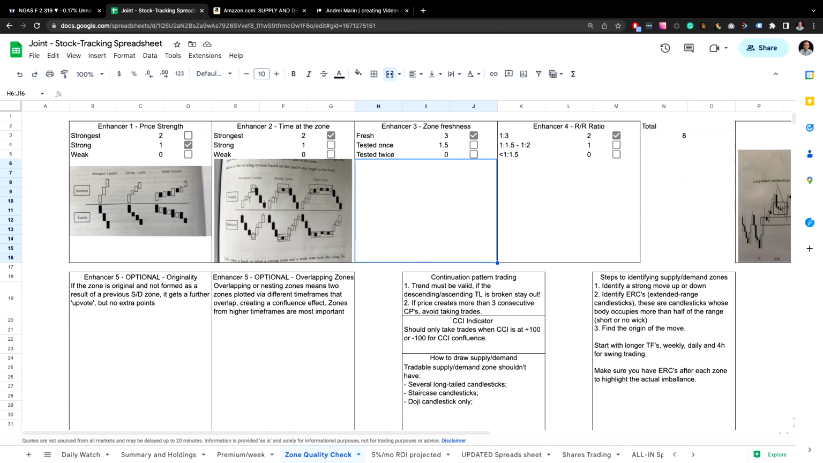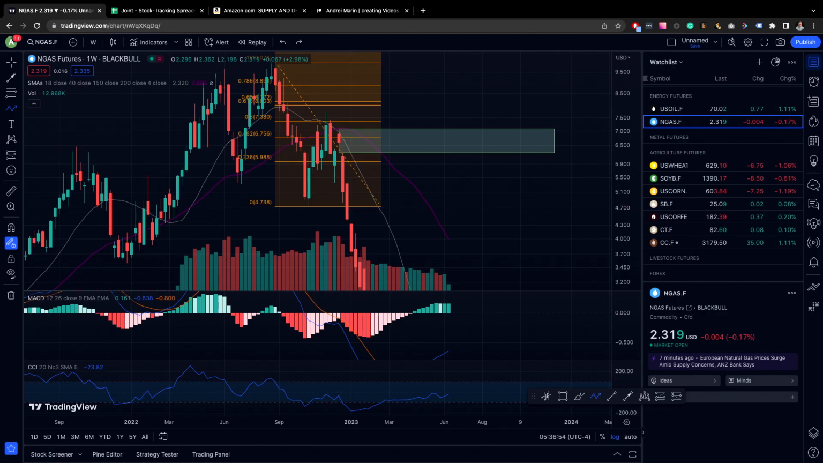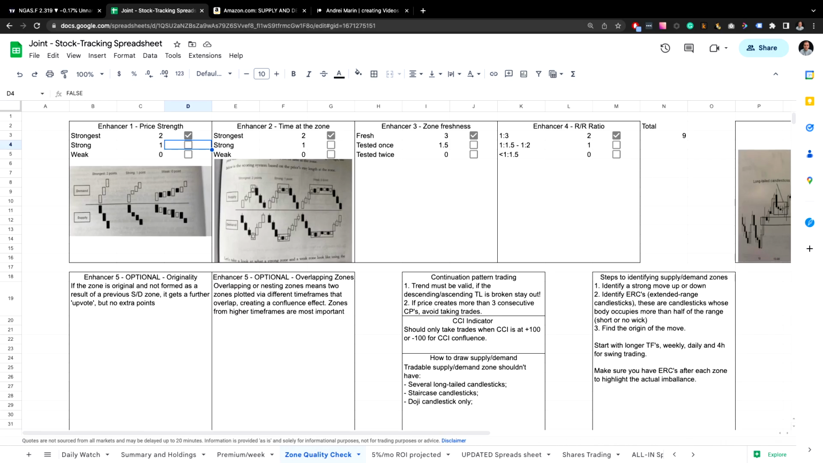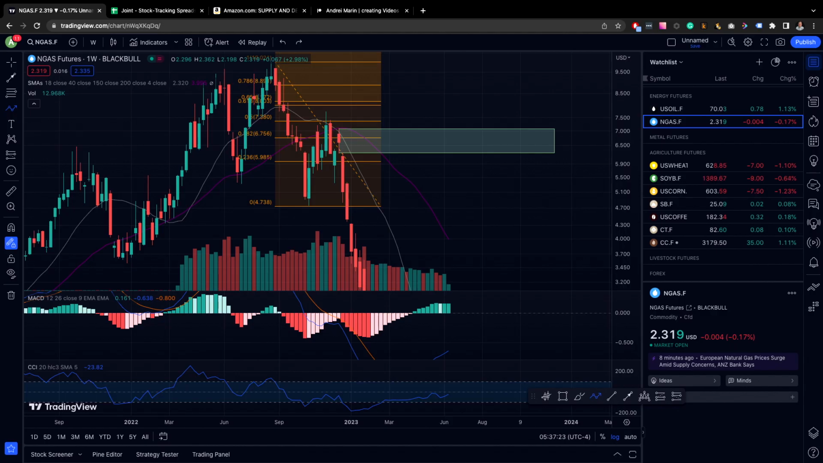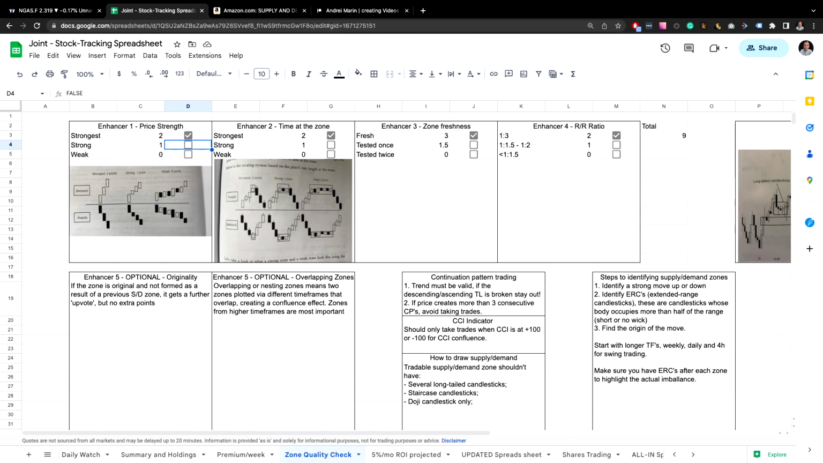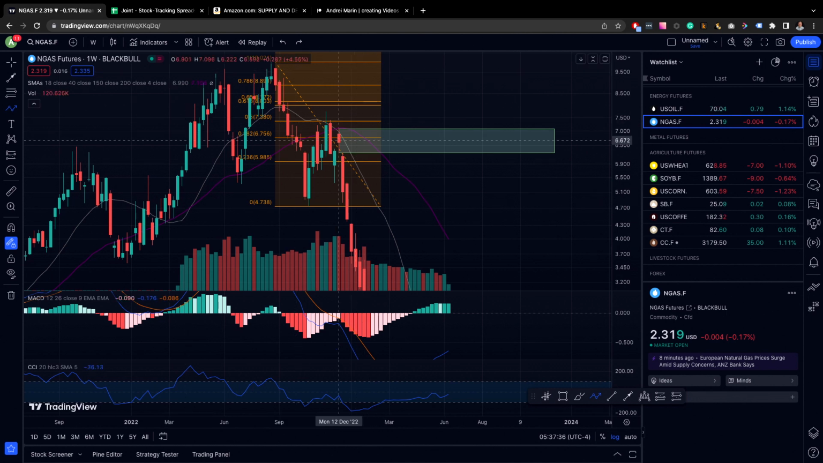If you need access to this, I have created this spreadsheet that automatically weighs the value, the power of your zone. So in this case, for this one zone that we've drawn here, here's how we're going to quantify it. It's a really strong one. As you can see, we assign it 2 points because it fell really aggressively. Then we look at the second enhancer, which is time at the zone. The less time at the zone, the more points. We're going to give it a 2 here as well, because it didn't stay at this zone at all. It fell as soon as it rallied there.